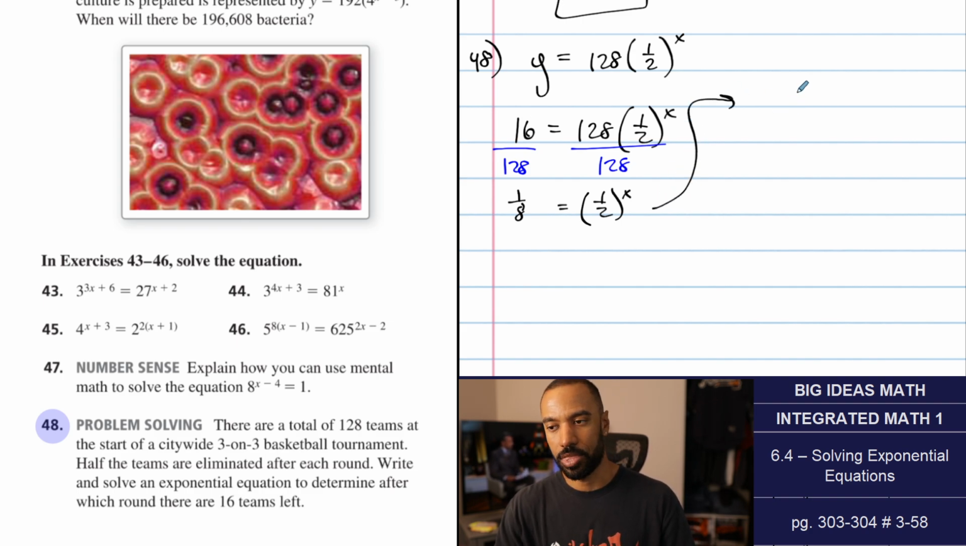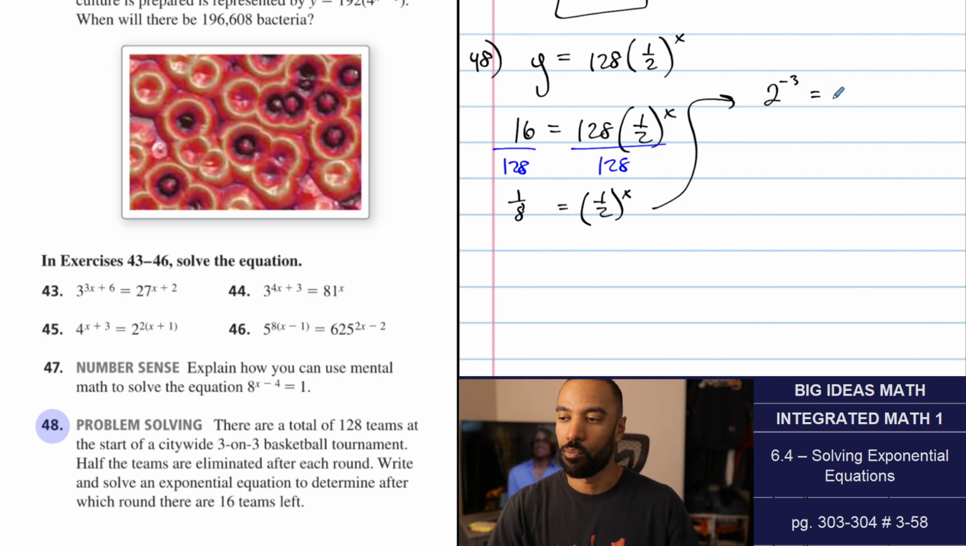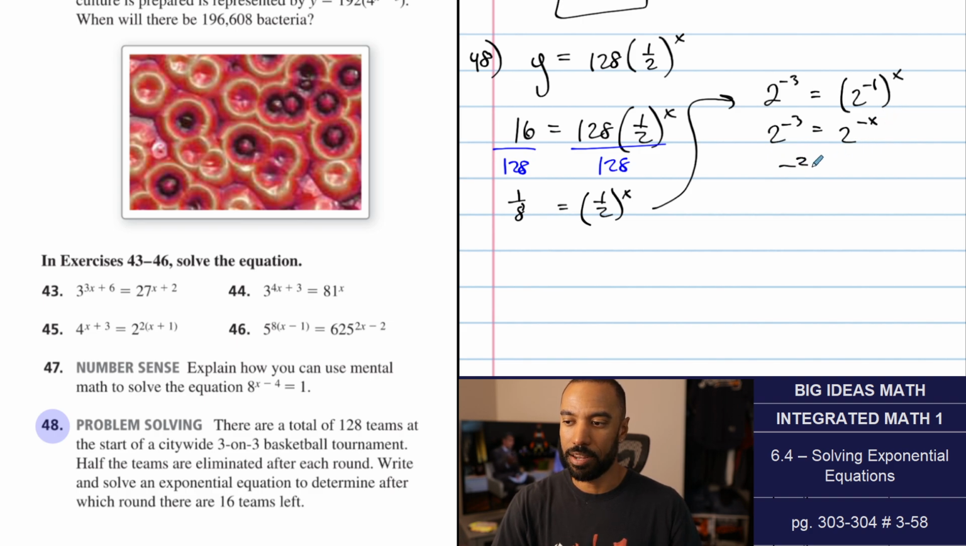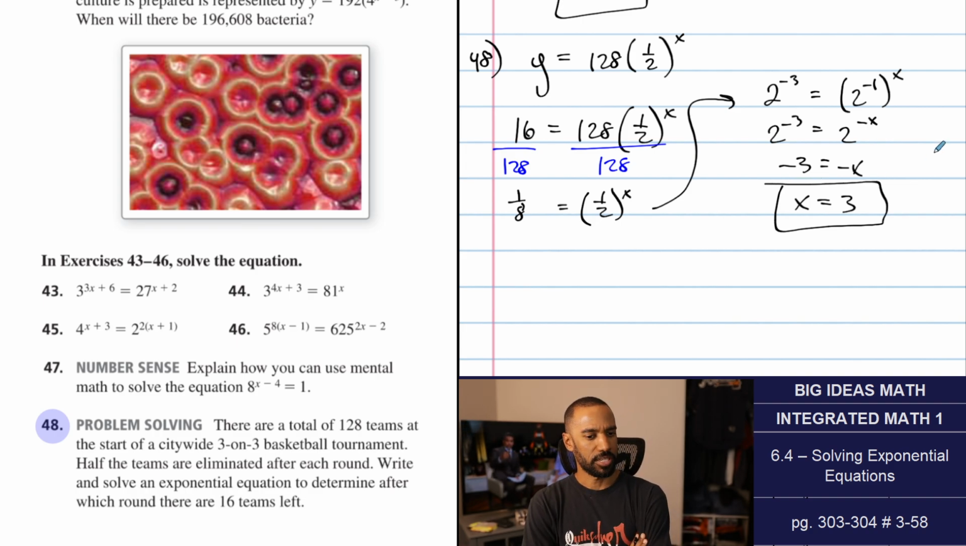So 1/8, it depends on if you want to match bases from here or get them as negative exponents, like make them 2s. Like this is 2 to the negative third power, and 1/2 is 2 to the negative first power. So you can match integer bases if you'd like to. And negative 1 times x is negative x. So we have negative 3 equals negative x, or positive x equals 3. After 3 rounds, you have 16 teams left.